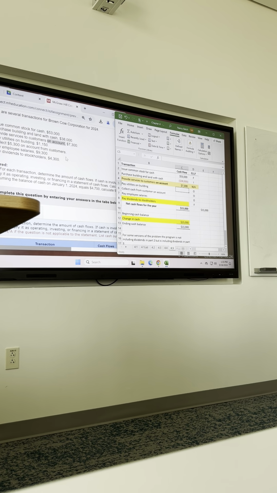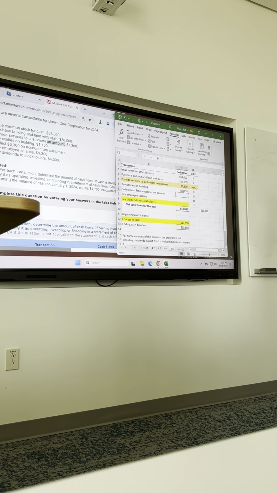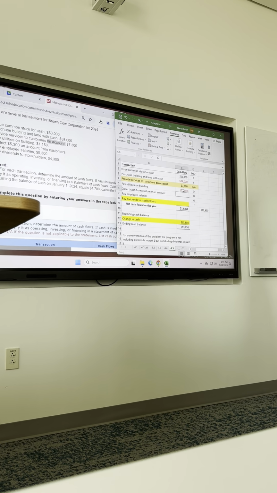Okay, pay utilities on building. Why would you do that? Well, that's an outflow, right? And it's an operating activity. You don't have any reason to pay utilities on somebody else's building. You're paying utilities on your building because it's part of your operating activities. That's a normal business expense. It's a cash outflow, and it's an operating activities outflow. Collecting cash from customer on account, that's also an operating inflow. Pay salaries, operating activity. Pay dividends. This is a financing activity.